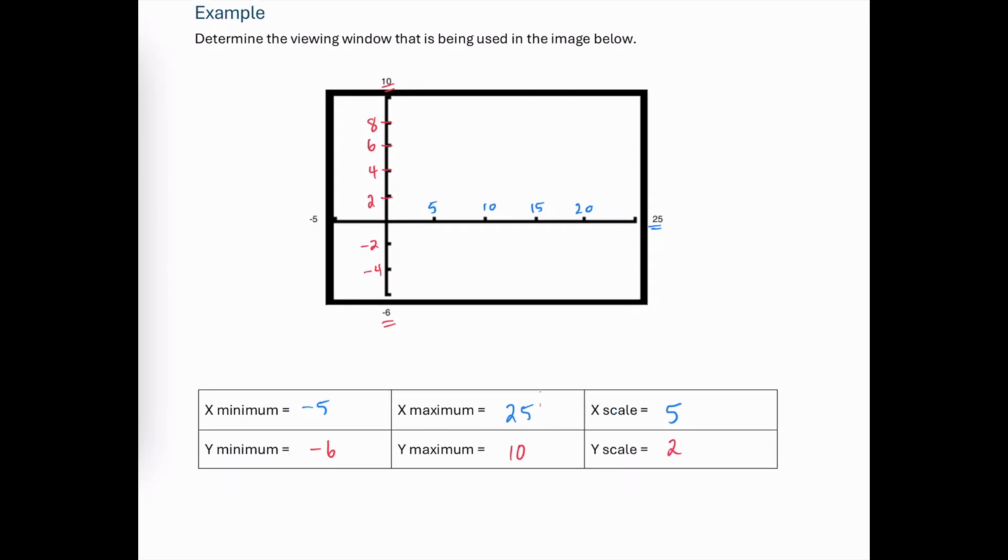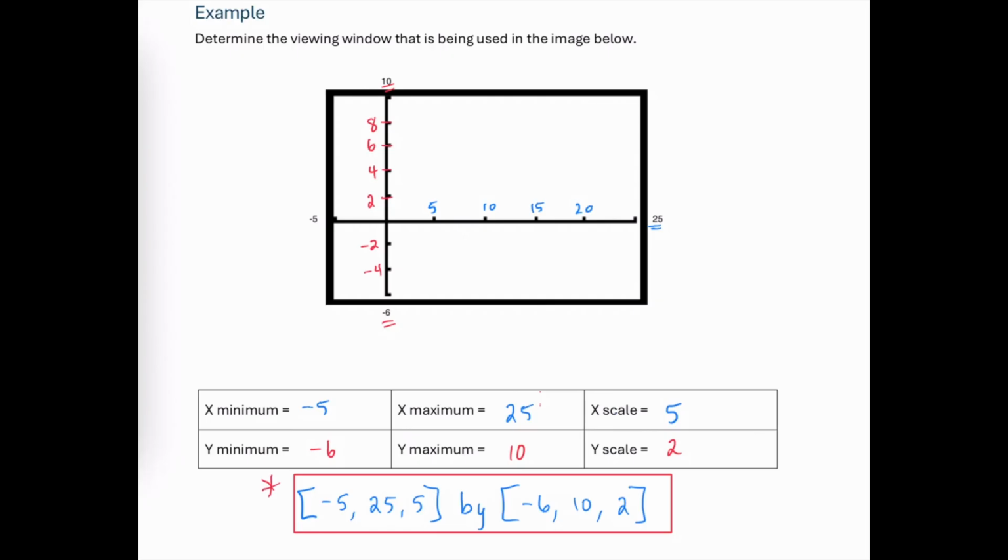Now this box version of the viewing window is pretty big, so a more compact way of writing that viewing window is to open a bracket and begin with the x quantities, starting with the minimum x value, the maximum x value, and the scale in the direction of x. Then we write the word "by" and in between these brackets say that the minimum y value is -6, the maximum y value is 10, and the y scale is 2. So this is our preferred way of writing that viewing window.